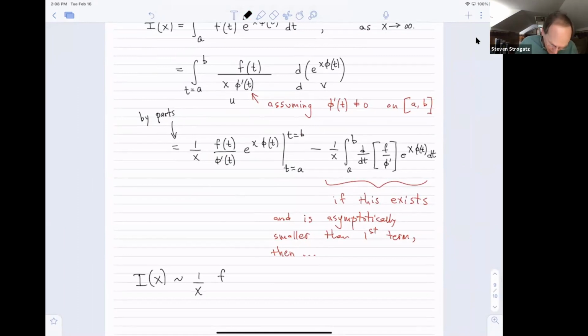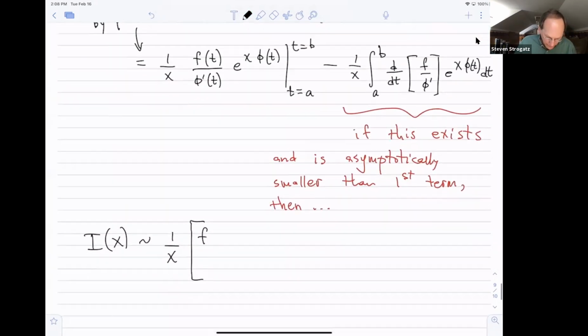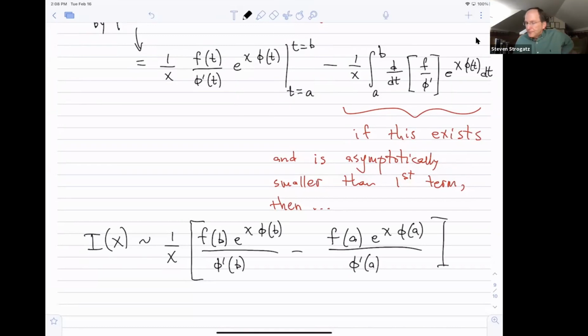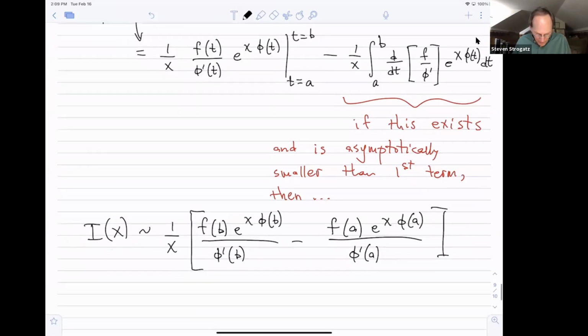Well, let me write it this way. Put a big bracket. f of b, so evaluated at these boundary points, e to the x phi b over phi prime of b, minus f of a, e to the x phi of a, over phi prime of a. That would be our asymptotic approximation under the assumptions I just mentioned above.